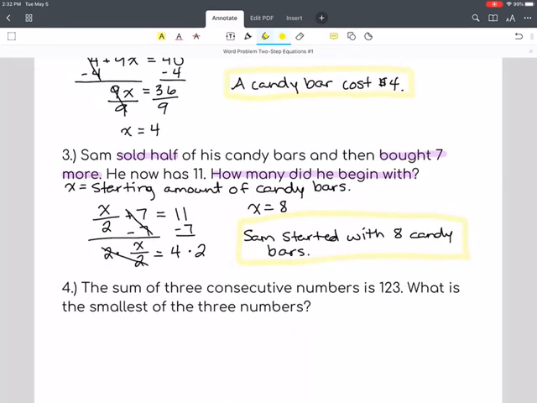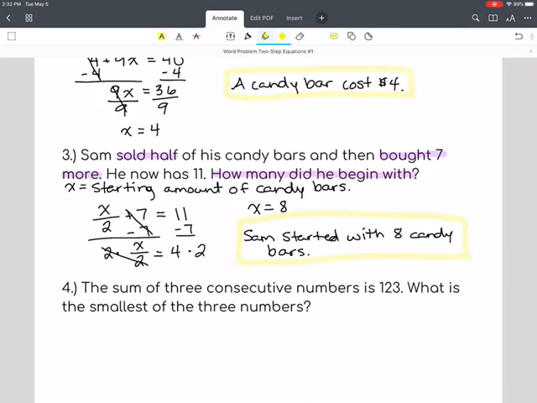Alright, one more, guys. The sum of 3 consecutive numbers is 123. What is the smallest of the 3 numbers? Alright, quick review. That word consecutive. We've already dealt with it this year. It means in a row. So some examples of consecutive numbers. 1, 2, 3. 21, 22, 23. 58, 59, 60. Those are 3 consecutive numbers.